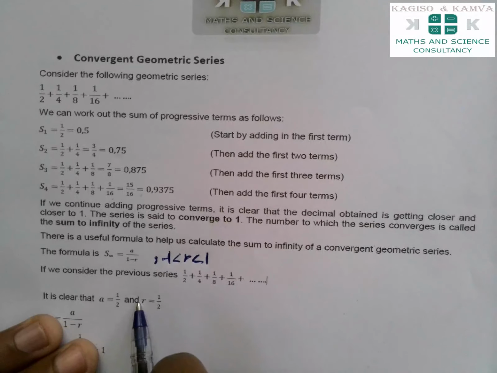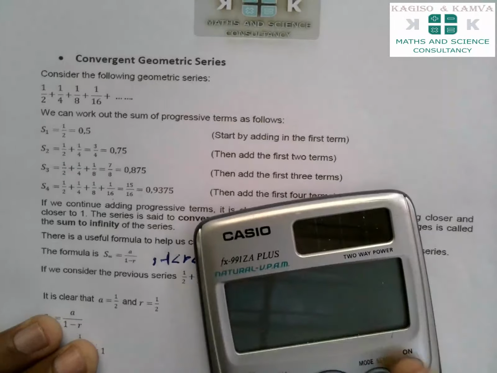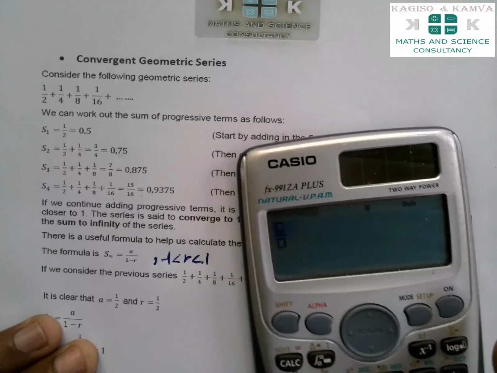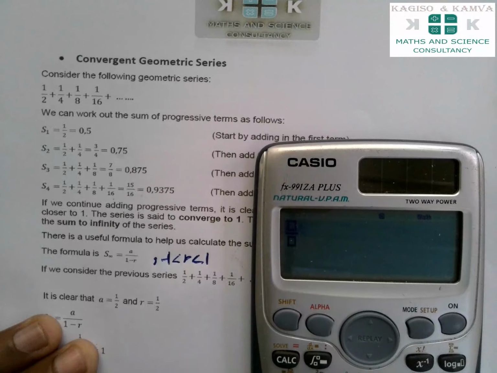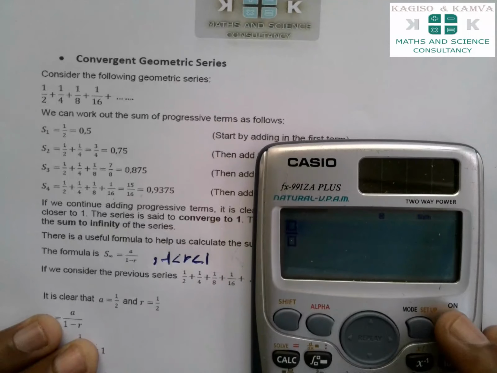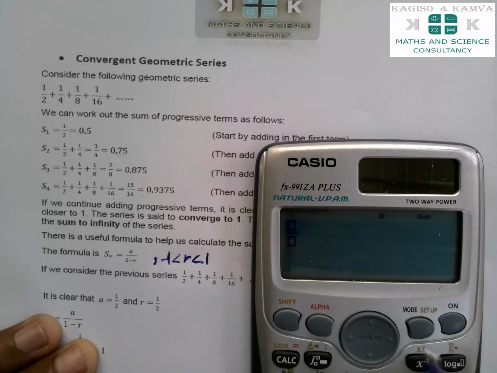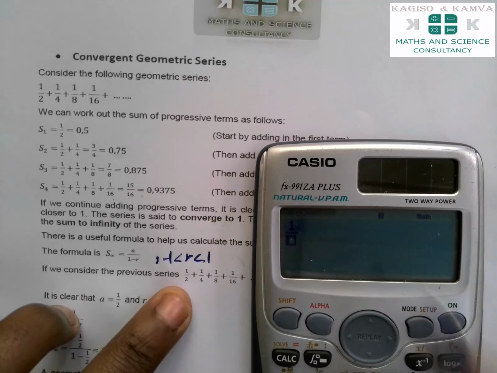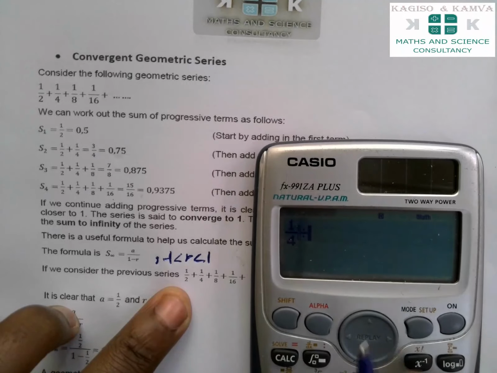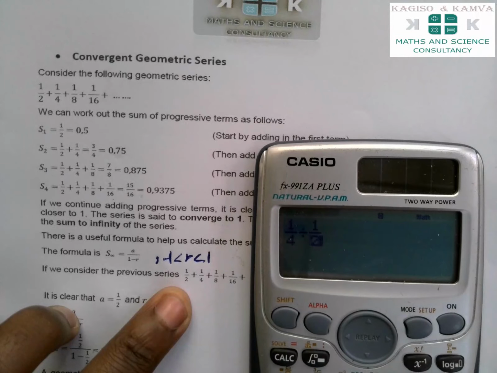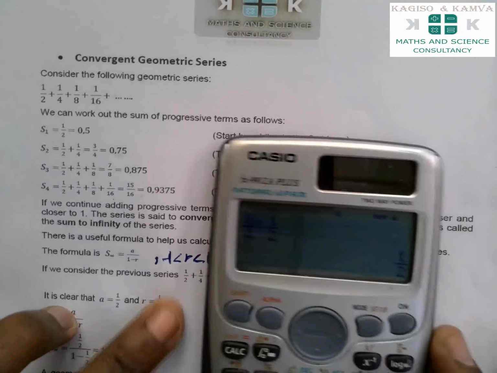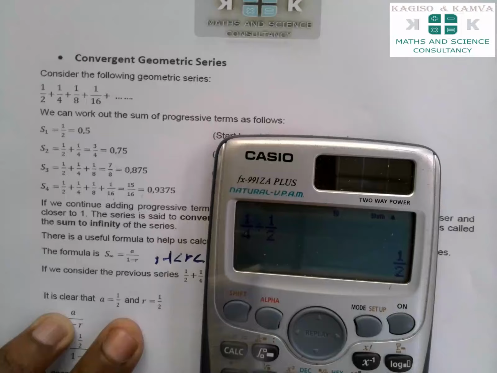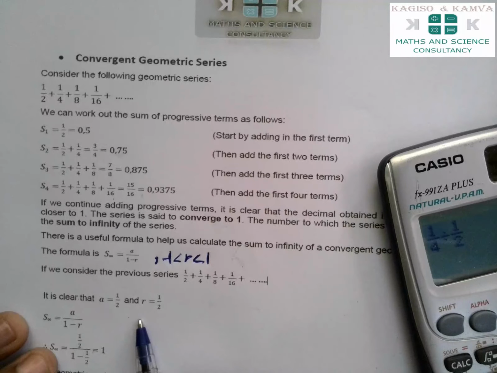And r is the constant ratio. How do we get that? We say term number 2 divided by term number 1. That will be 1/4 divided by 1/2. What do we get? We get 1/2. This is our constant ratio.